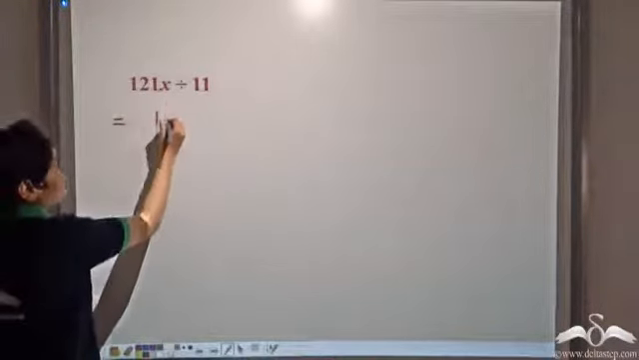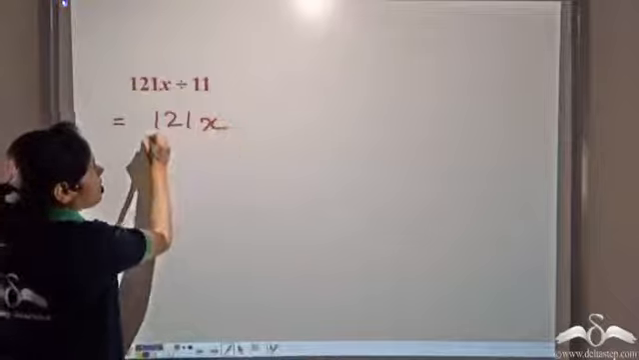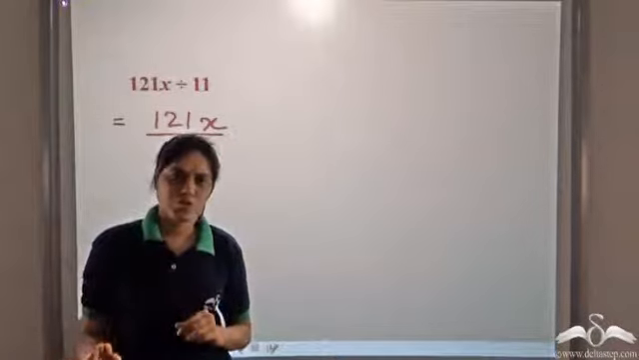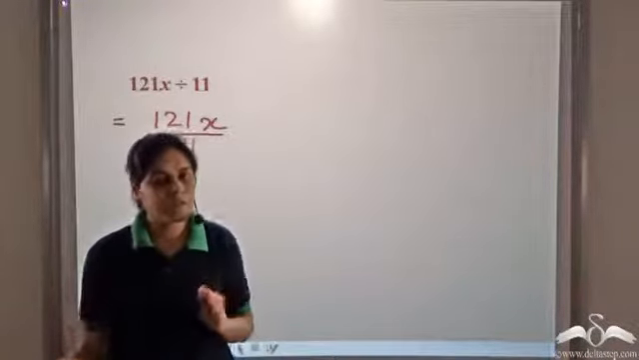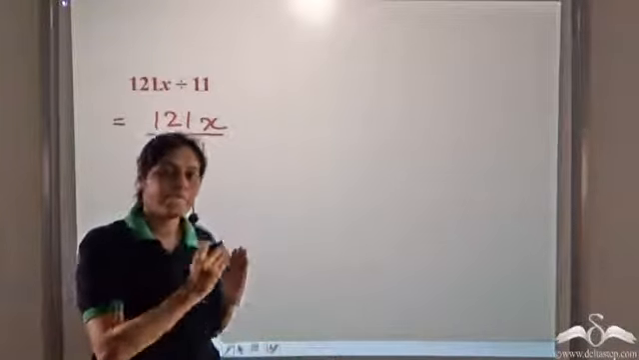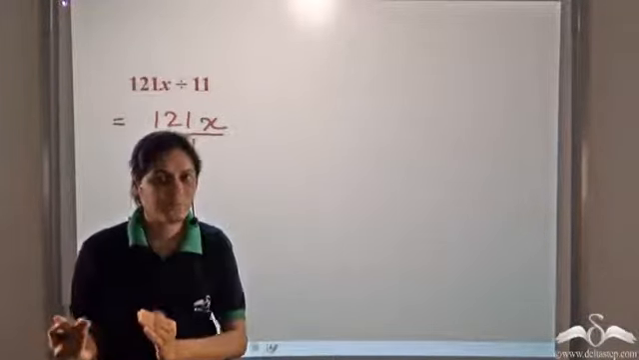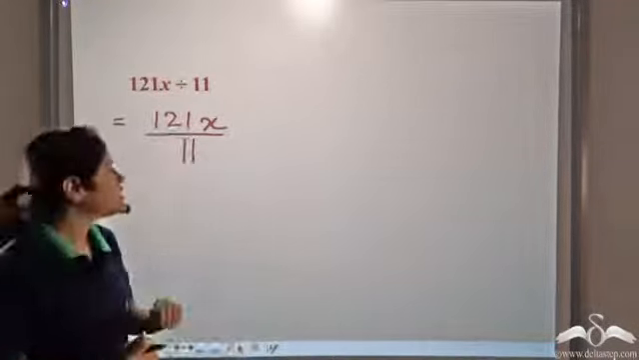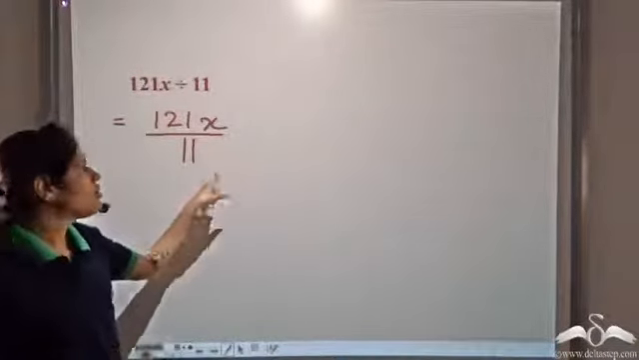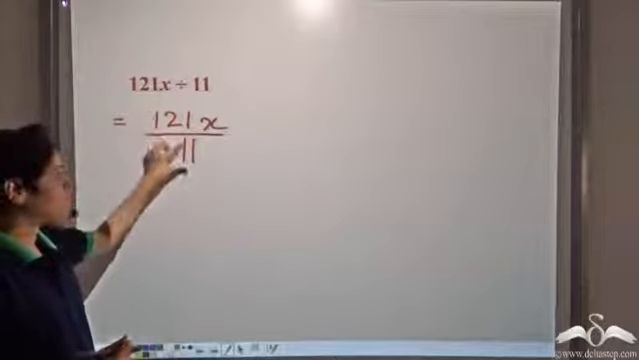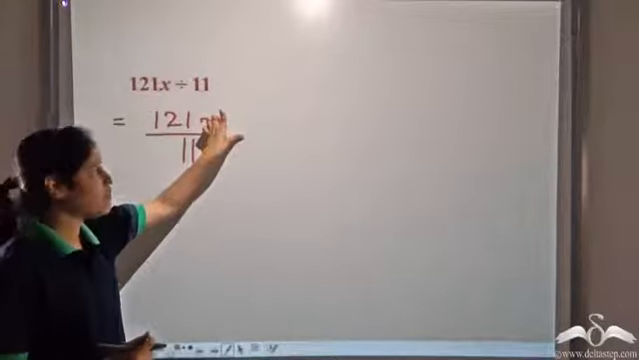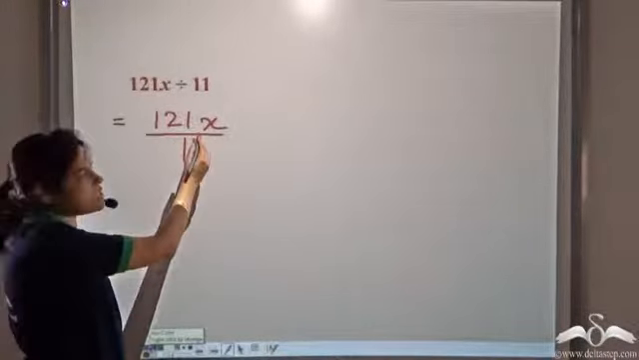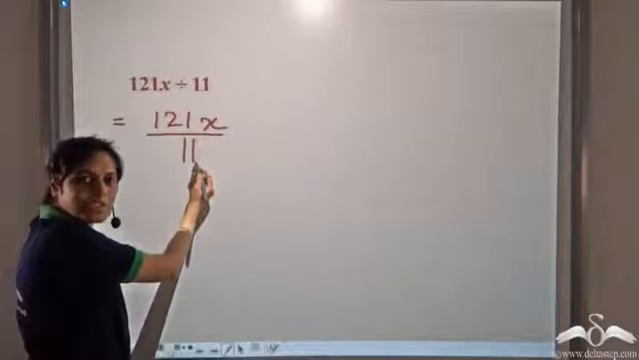So we write 121x by 11. Now we have already learned multiplication. How do we multiply a monomial with another monomial? We multiply the numeric part with the numeric part and the algebraic part with the algebraic part. Similarly, in division also, we divide the numeric part with the numeric part and we divide the algebraic part with the algebraic part. So here the numeric part is 121 and here the numeric part is 11.